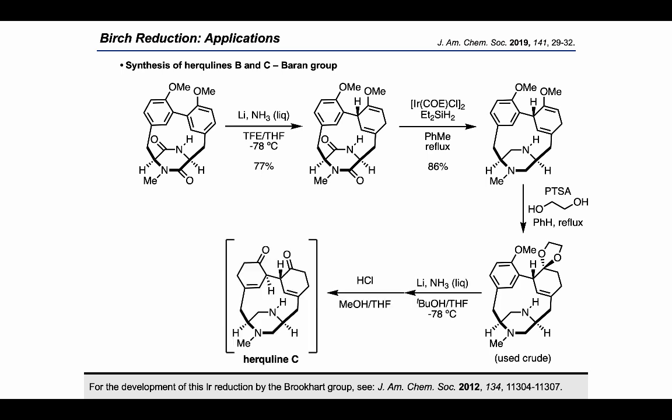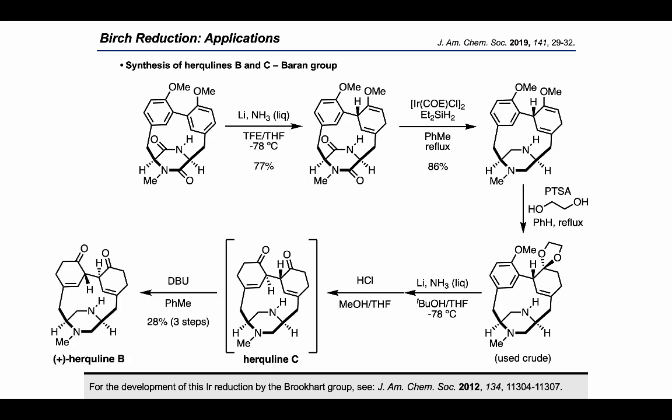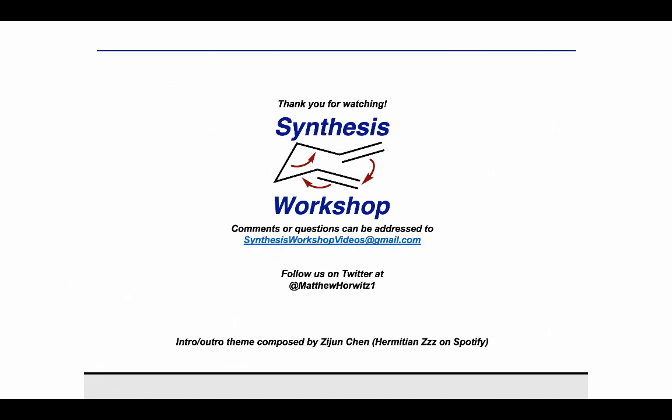Then, the second Birch reduction could be successfully carried out, and subsequent treatment with HCl gave this diketone product, Herculene C, which could be treated with DBU to flip the stereochemistry at both of the alpha stereocenters and arrive at Herculene B. That's a pretty nice example of using multiple aromatic rings as sources for partially saturated carbocycles present in the final target. With that, we'll wrap it up.